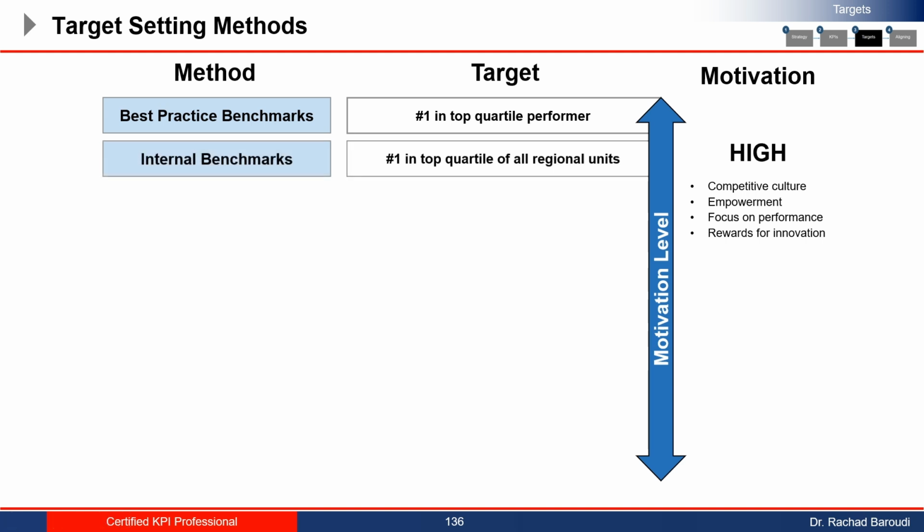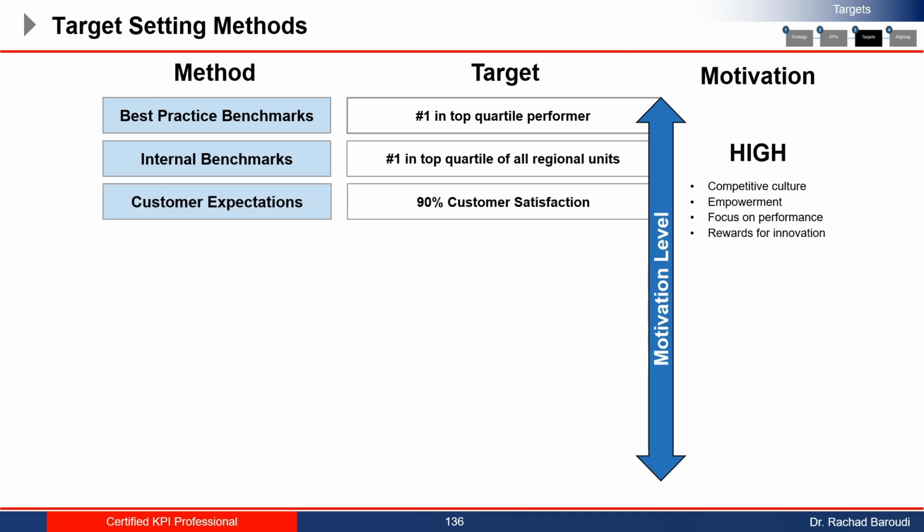Number two, internal benchmarks. So here we are comparing all the departments within our corporation together, and we create this healthy competition between them. Also, we have a high motivation to be number one within the same corporation. Customer expectations, where we will say let's be at 90% customer satisfaction. And this is not easy, of course, but it will drive motivation upward.